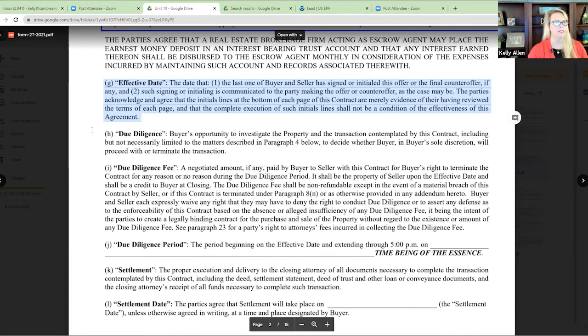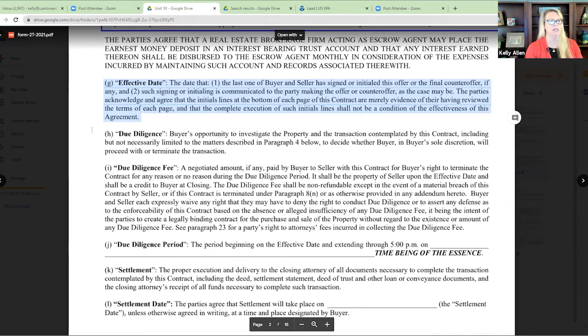may be. The parties acknowledge and agree that the initial lines at the bottom of each page of this contract are merely evidence of their having reviewed the terms of each page, and that the complete execution of such initial lines shall not be a condition of the effectiveness of this agreement, which I mentioned earlier.